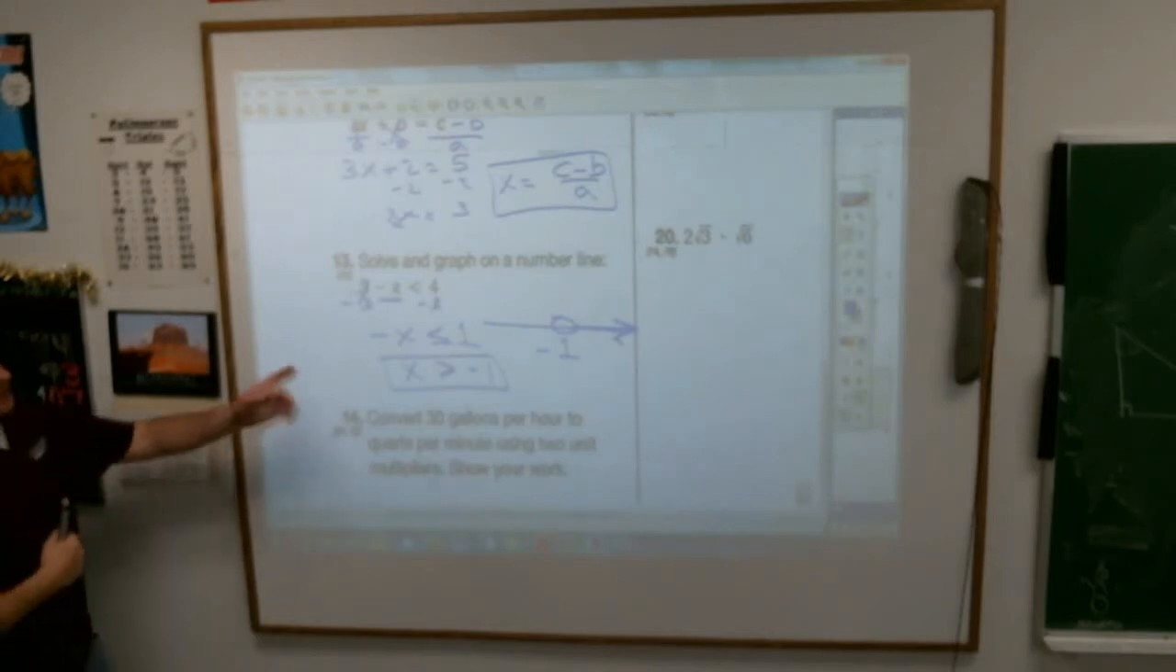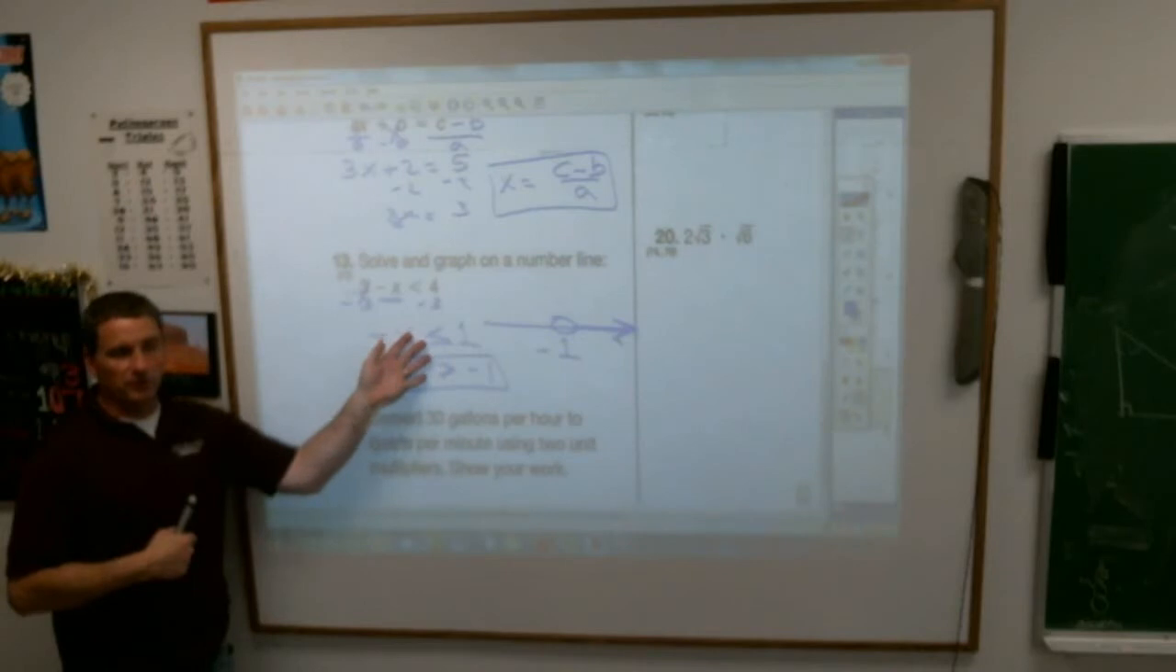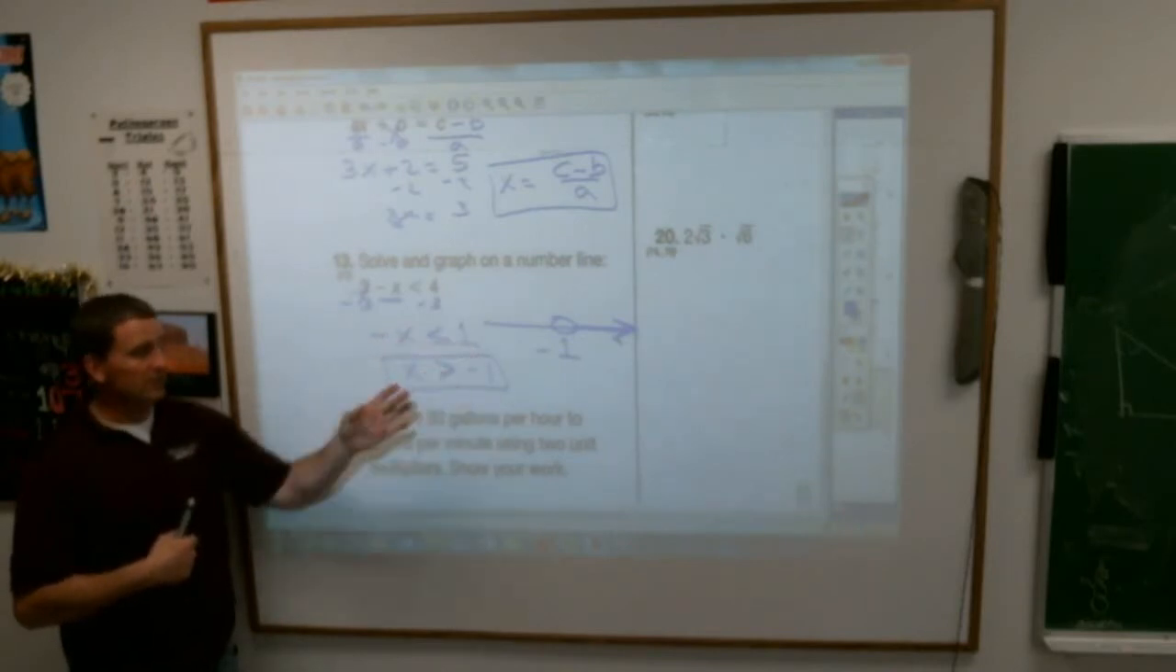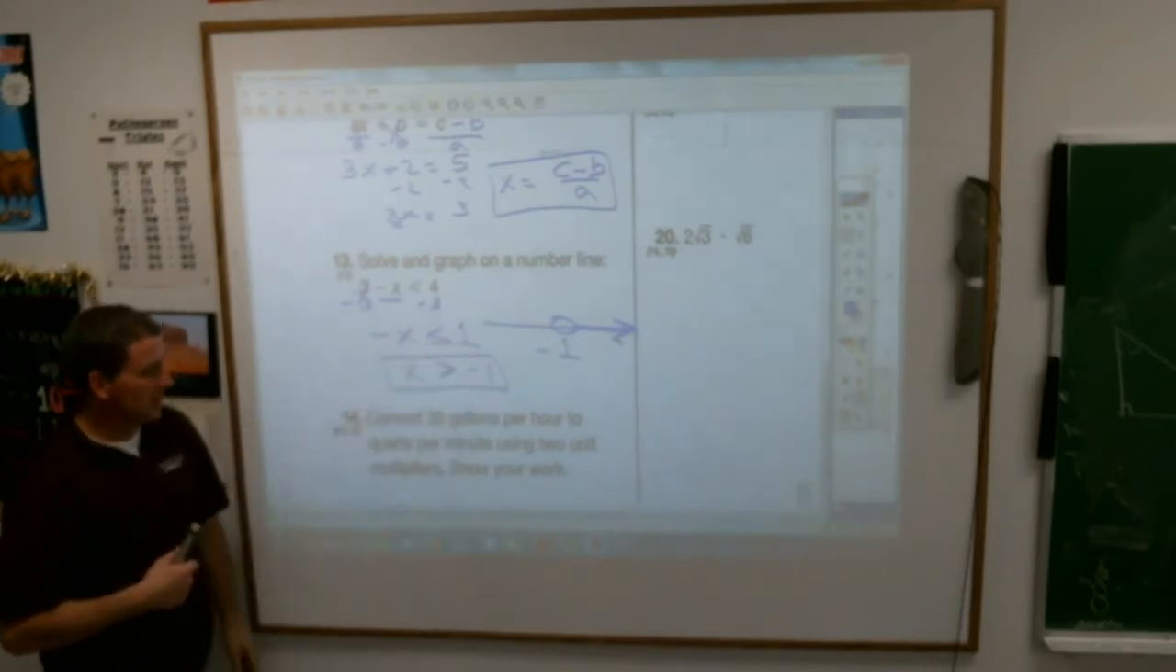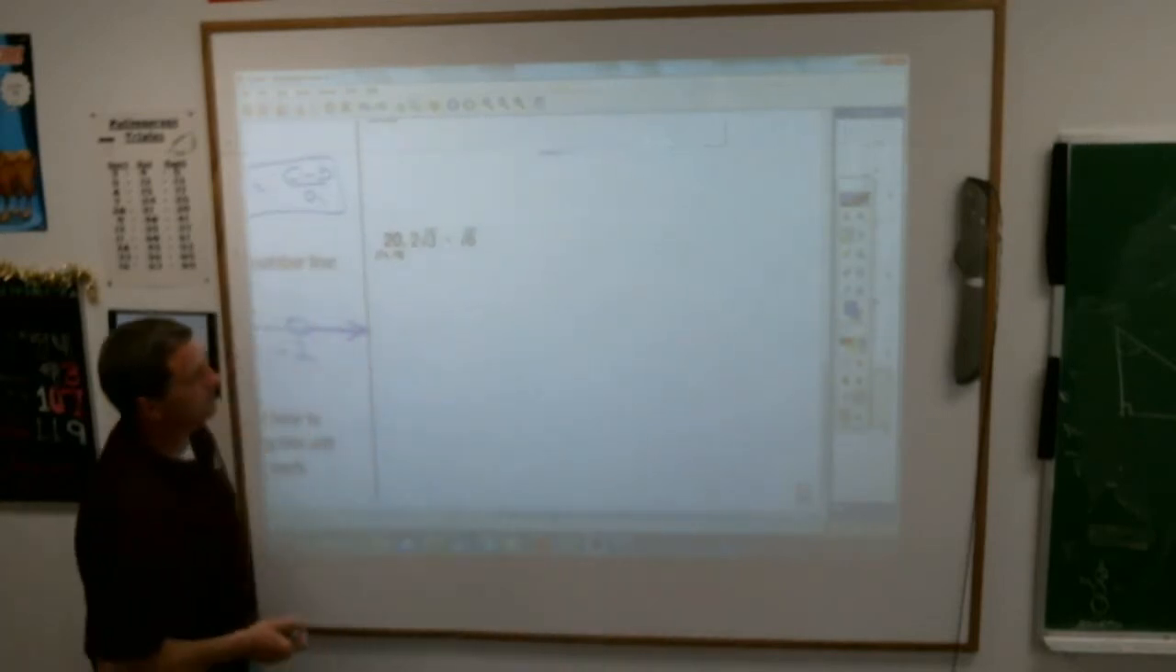This is what should stick out in your head. If that were positive, we wouldn't have had to do any of this flipping around. It would just mean x is whatever here. But if it's negative, opposite, opposite, opposite. I'm going to go to 20 because I saw a lot of people miss that one.